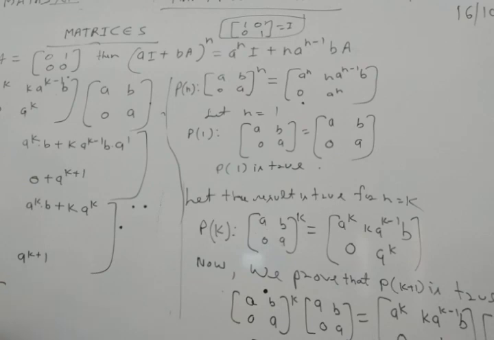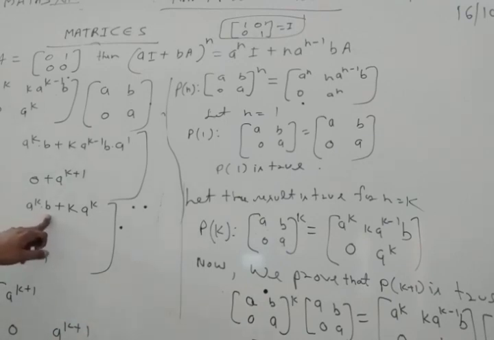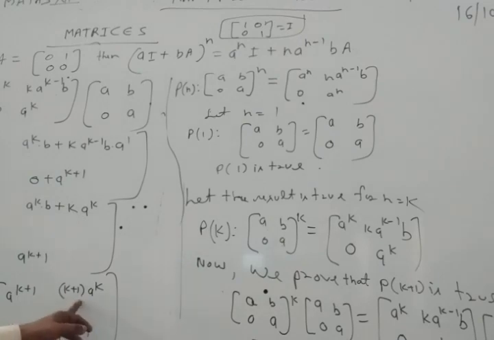Now we write A to the power k plus 1 equals 0, A to the power k plus 1, and solve this. We have to find k. Now take A to the power k common. Okay. Now this is A to the power k plus 1, 0, A to the power k plus 1, and k plus 1 and A to the power k. Okay.